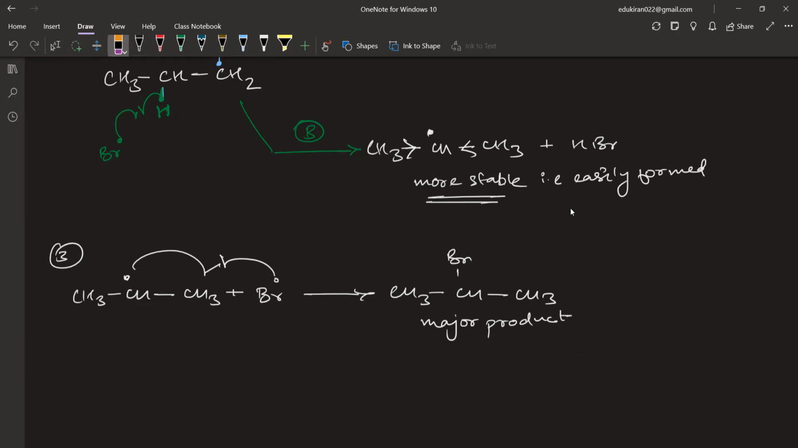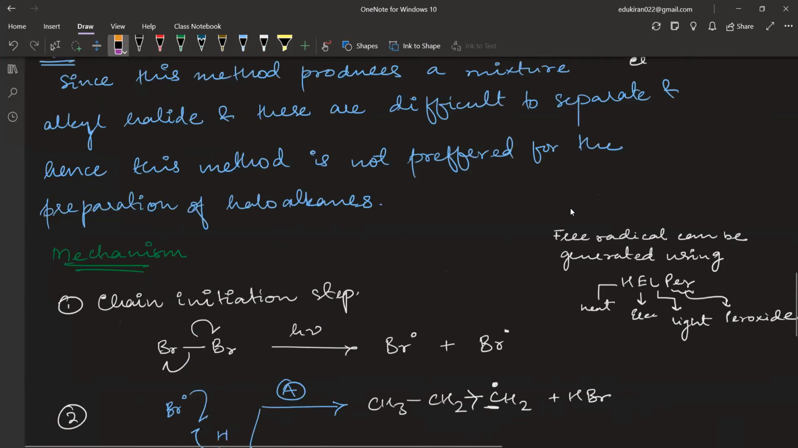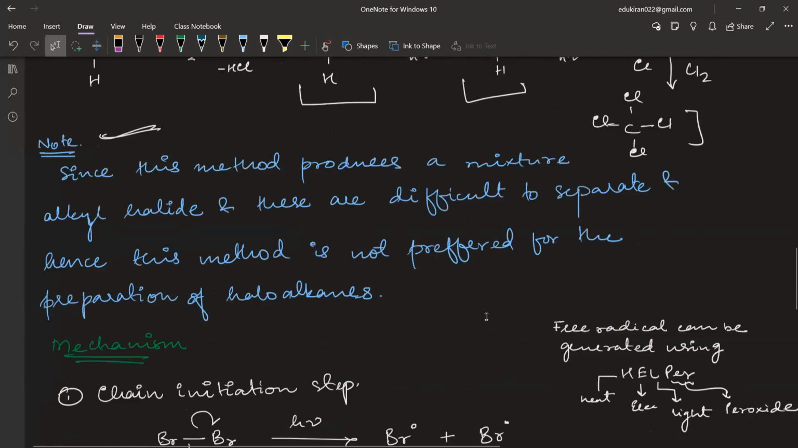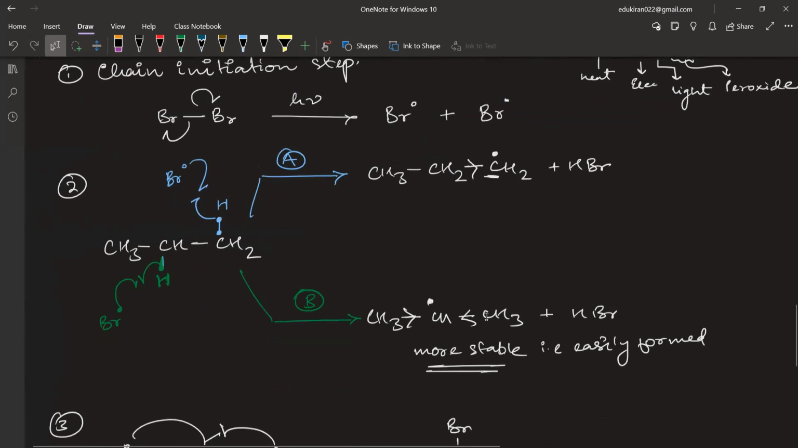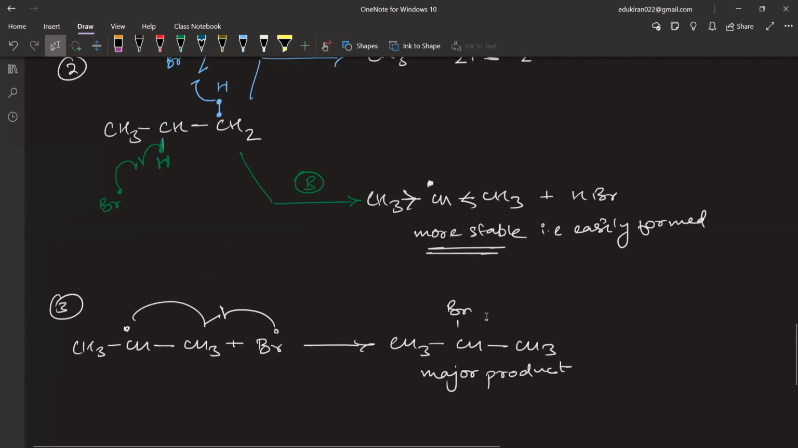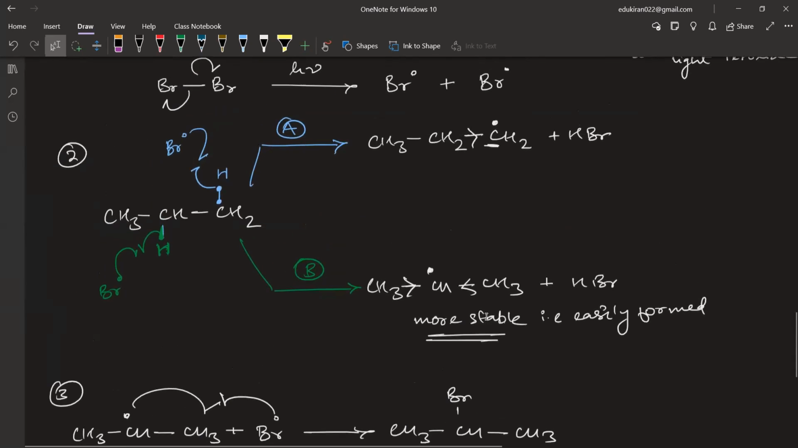Again please remember, the most important point for free radical halogenation is that it is not the preferred method of preparation, because we get multiple isomers of mono and polyhaloalkane. This mechanism is not very important in terms of questions, as not many questions will come from it. But if you understand this mechanism, it is going to help you in other free radical mechanisms, because this is one of the easiest free radical mechanisms.